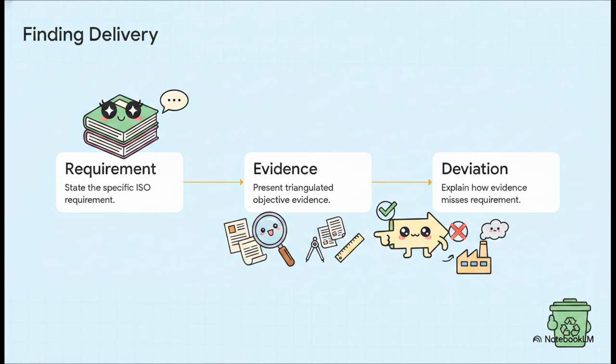To deliver these findings effectively without triggering a massive defensive reaction from management, you'll want to use a very specific professional three-step method. First, you state the exact ISO 14001 requirement. Second, you present the objective evidence you just triangulated out on the floor. And third, you explain the deviation, how the evidence clearly shows they missed that requirement.